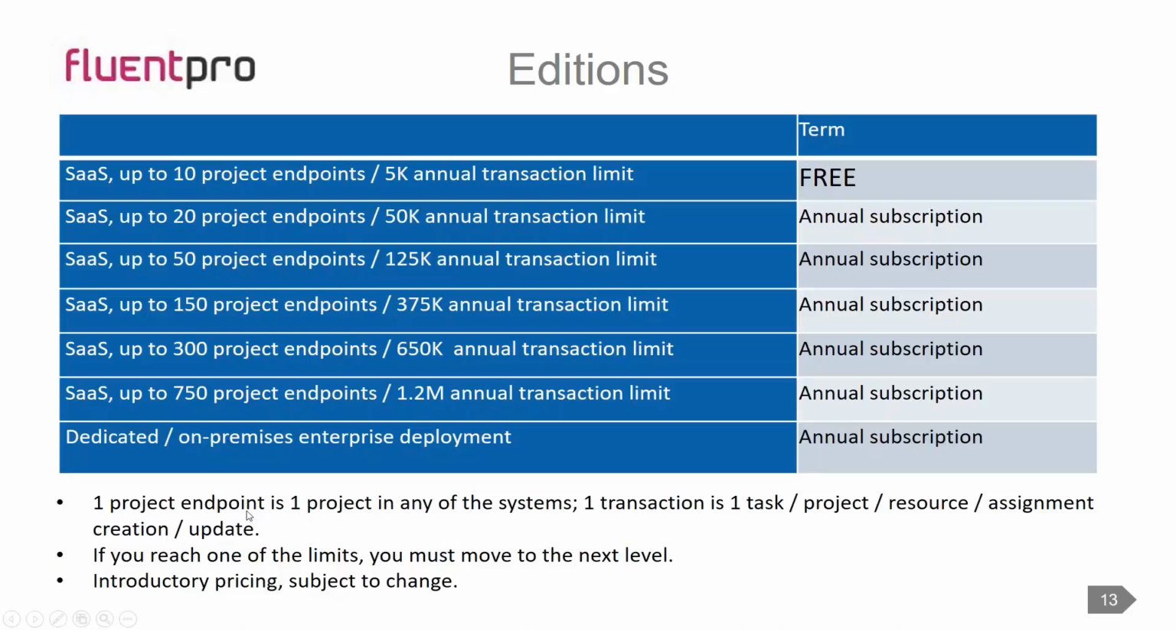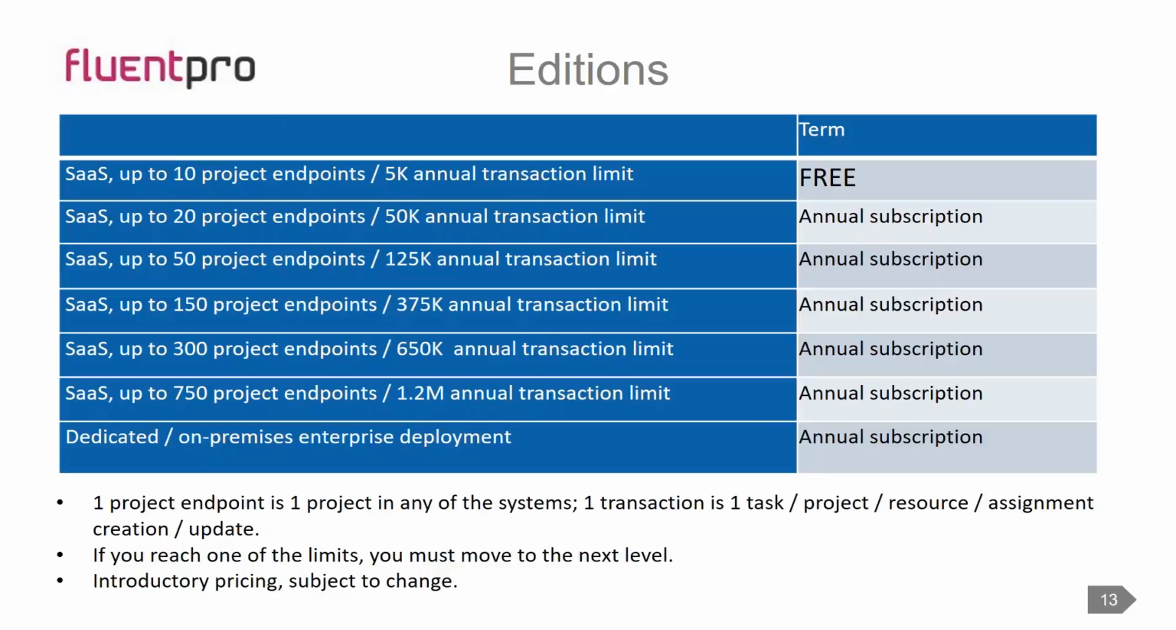What is a project endpoint? One project endpoint is one project in any of the systems. So it means that in this case, it will allow you to synchronize 10 projects in Project Online with 10 projects in VSTS. If that's your case, you will need this plan. And one transaction is an update or create for one task, project, resource, or assignment. So it's a creation or update operation.